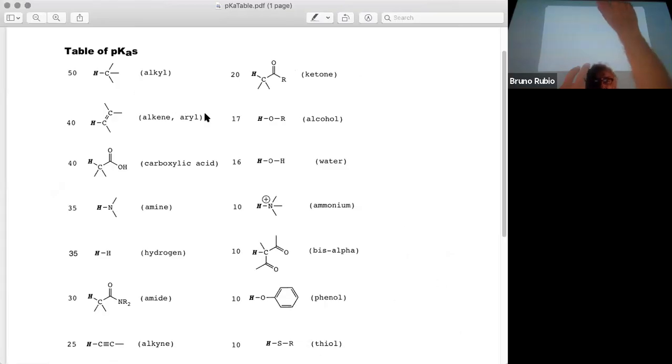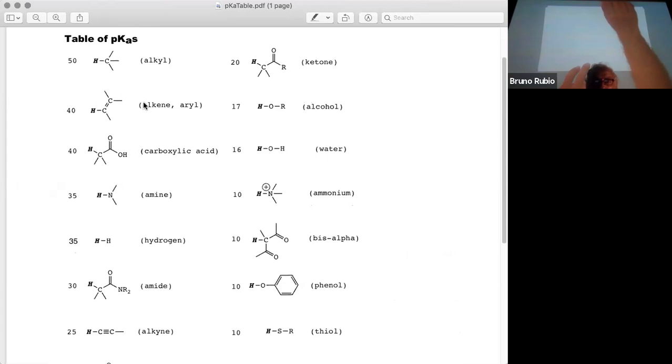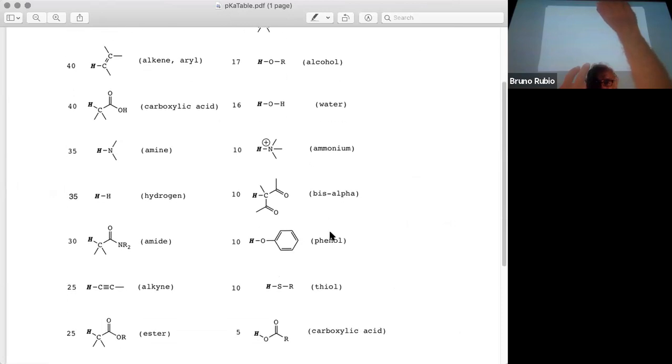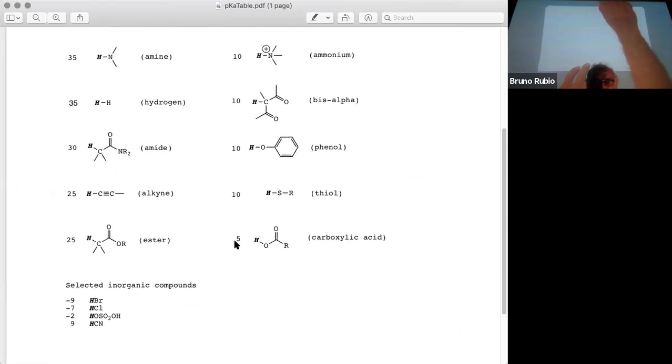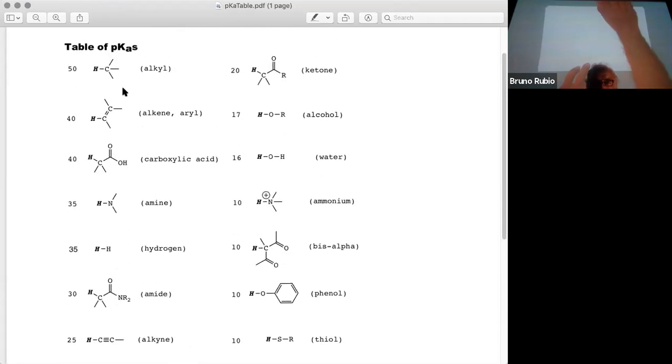Okay, and so what we see here is the pKas, and on this table, which we're going to learn how to use, we are showing the pKa of a proton, running from 50 all the way down to 5 for organic compounds, and these negative numbers for inorganic compounds. This table indicates the proton which is under discussion.